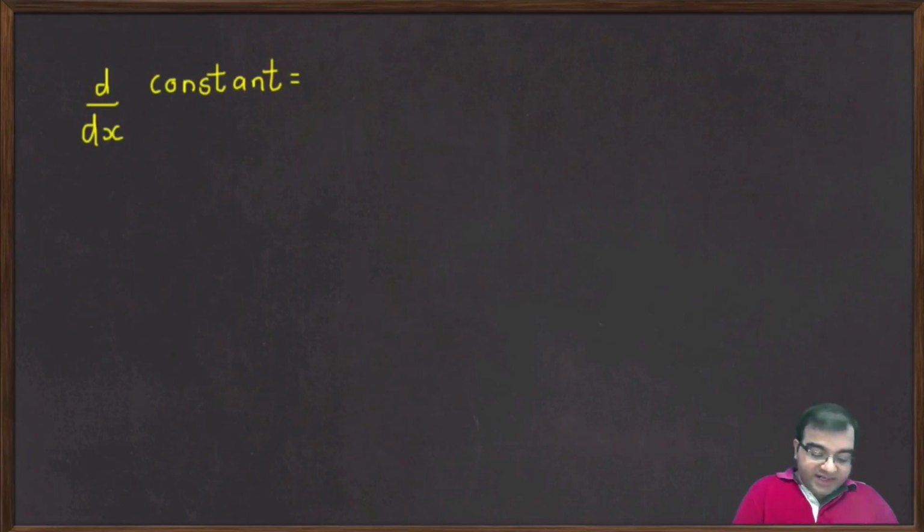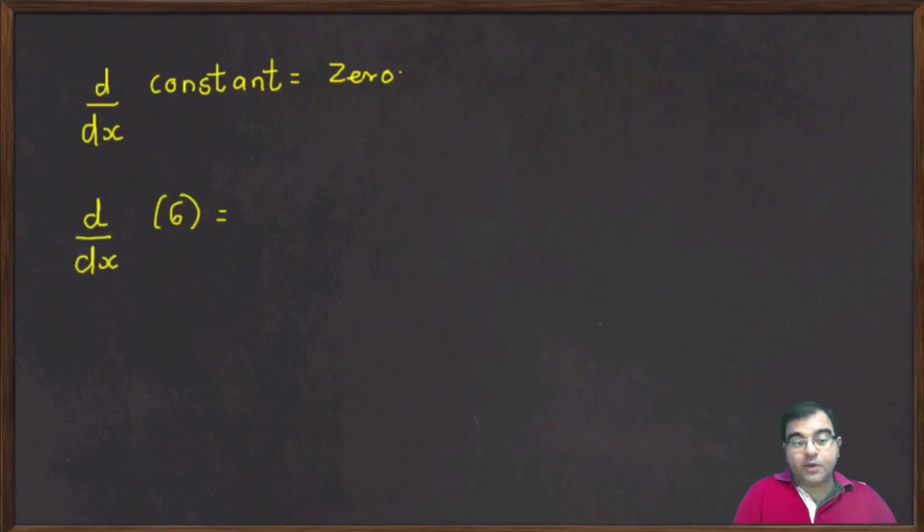Now, the next one is derivative of a constant. What do you mean by the word constant? Constant basically means only a number. It could be any number. I could have only 6. I could have only 10,000. I could have only 15,000. So derivative of only a number, the answer is always 0.